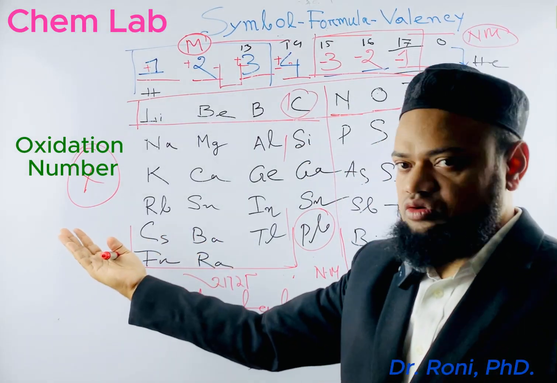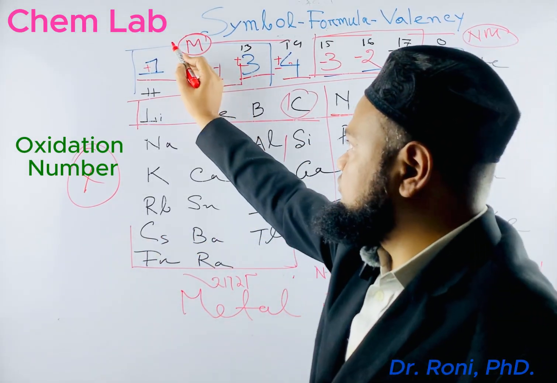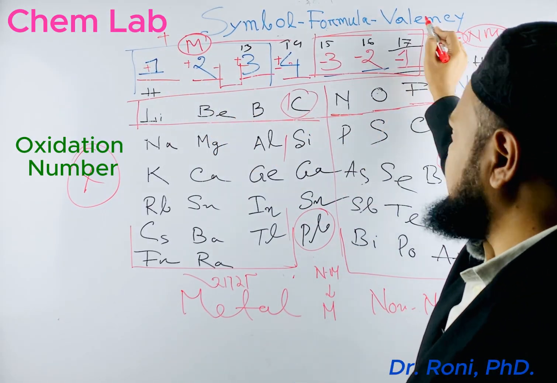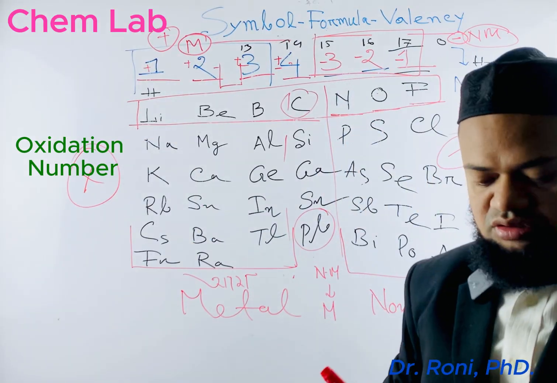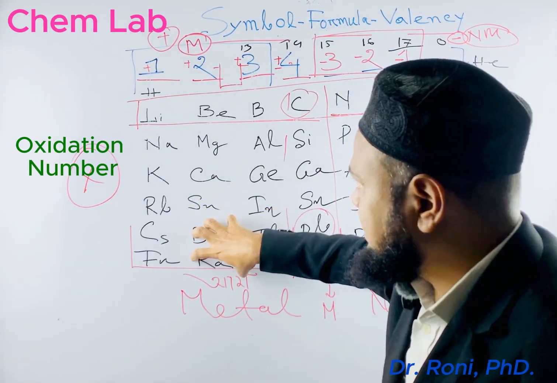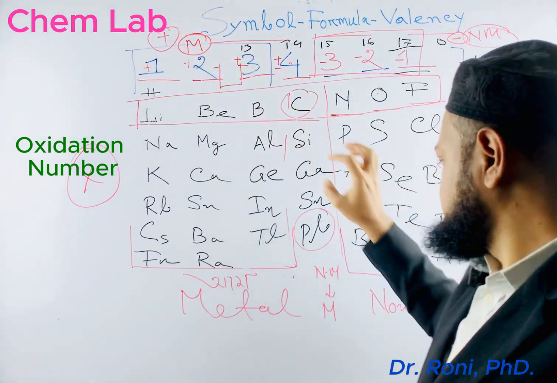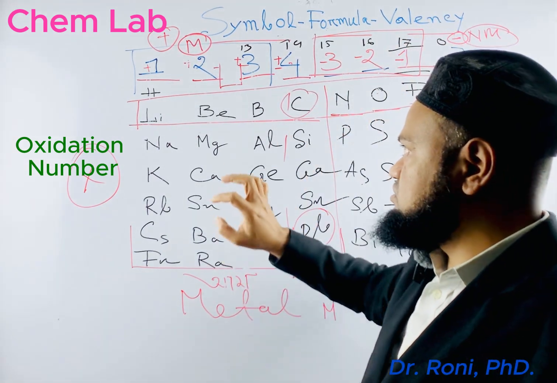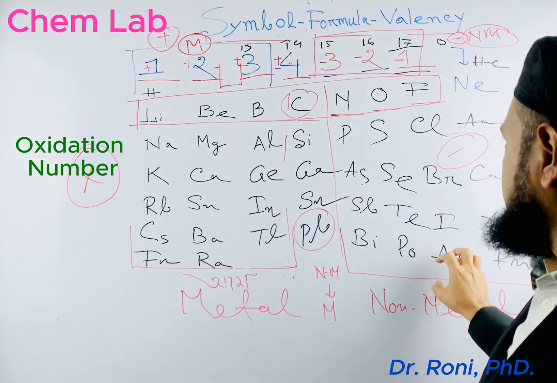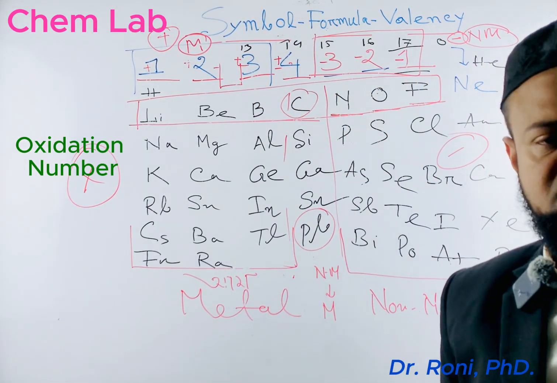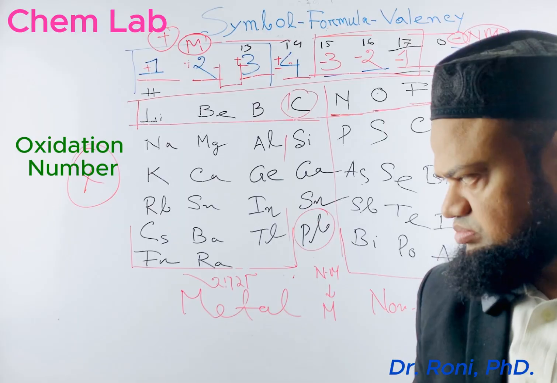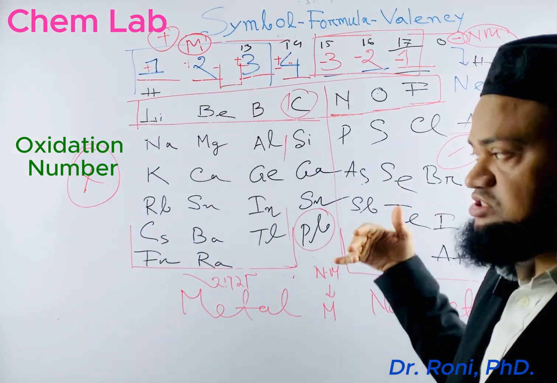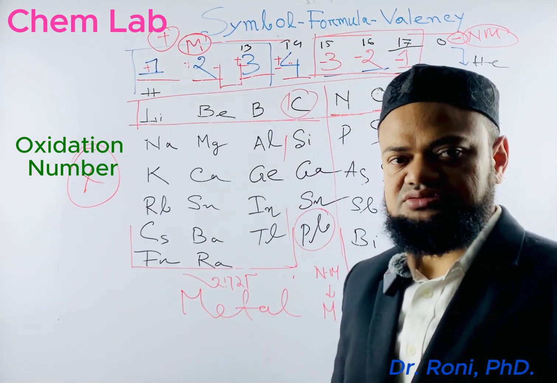Okay, so all metals have plus oxidation number, all non-metals have minus oxidation number. So metals plus, non-metals minus. Simple. All are metals, all are plus, all are non-metals, all are minus.